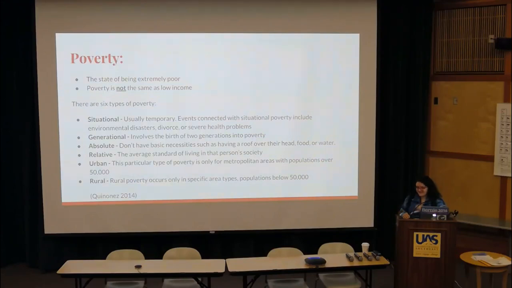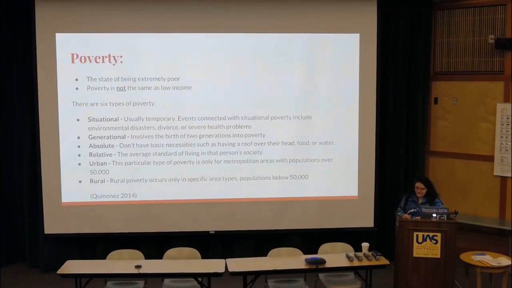So that's absolute poverty. Relative poverty is like the average standard of that person's society. So what could be considered a high income in one country could be considered middle or low income in another. Next would be urban poverty. This is only for metropolitan areas with populations over 50,000 people. There's overcrowding, violence, noise, and poor community health programs that make it even more difficult for people suffering from this type of poverty to get out of it.